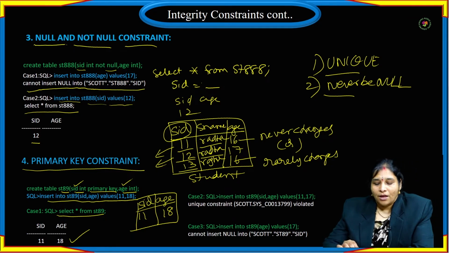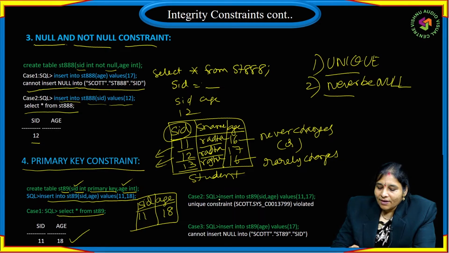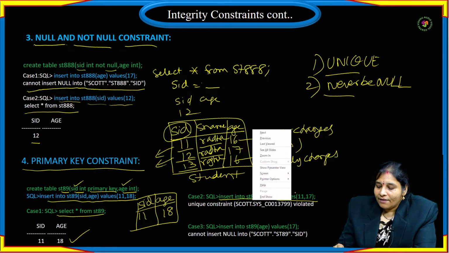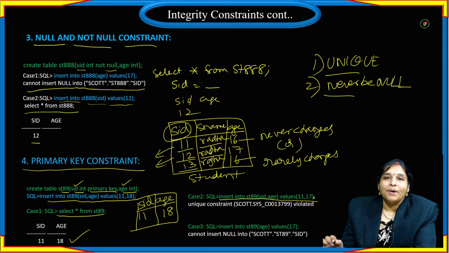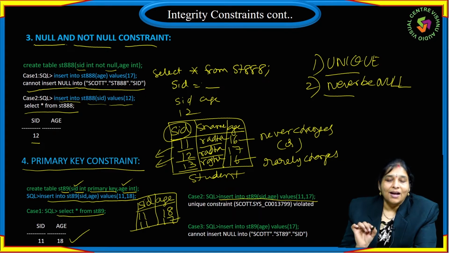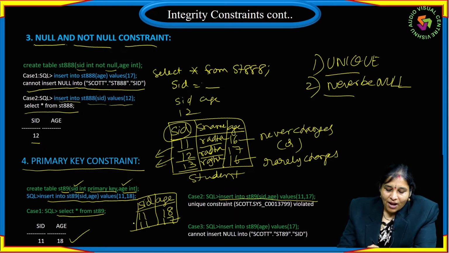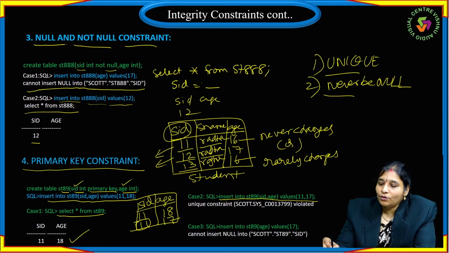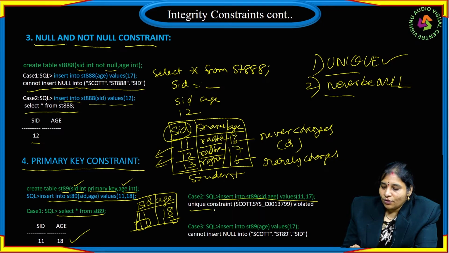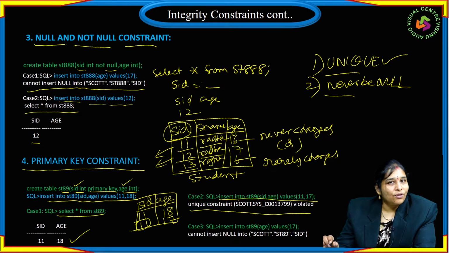Now case 2. Once again I try to insert another row: insert into student 89 values 11, 17. What is the flaw in this? Should it allow or should it not allow? It should not allow, because I told you the primary key should always be unique. So it says unique constraint violated. Now you have the justification: primary key should always be unique.